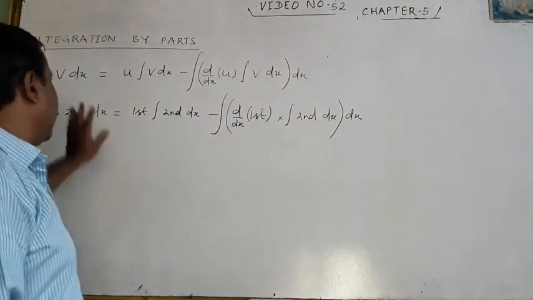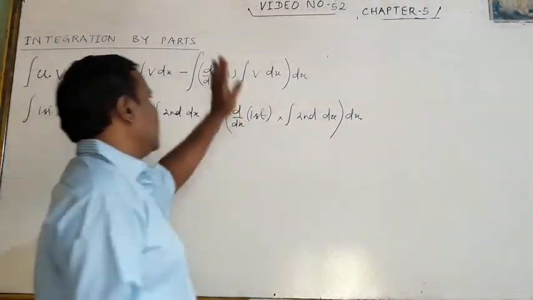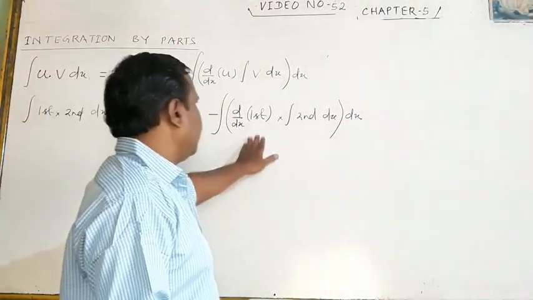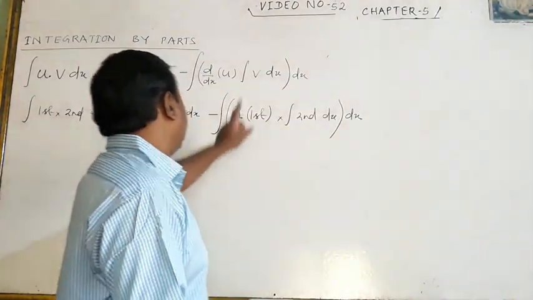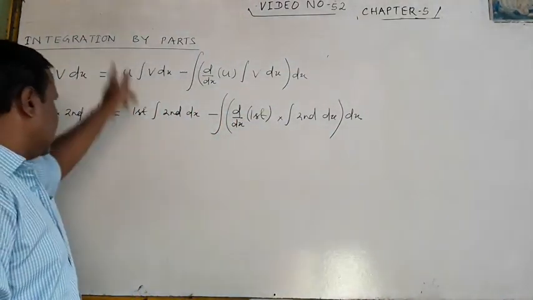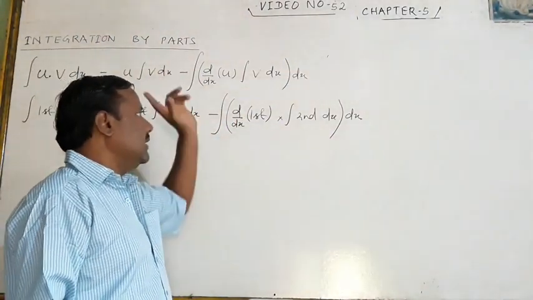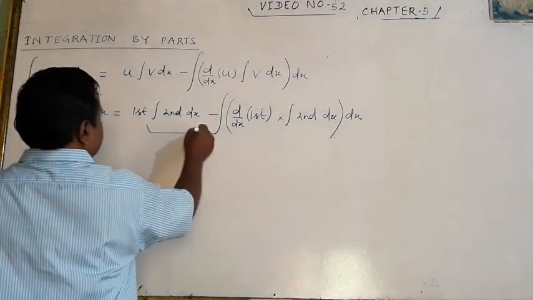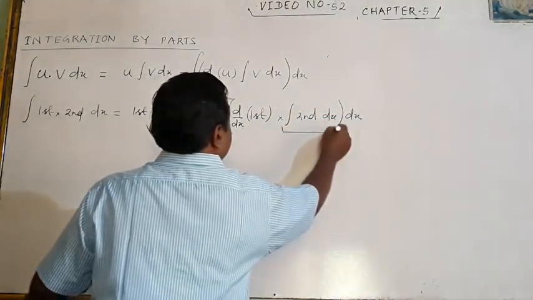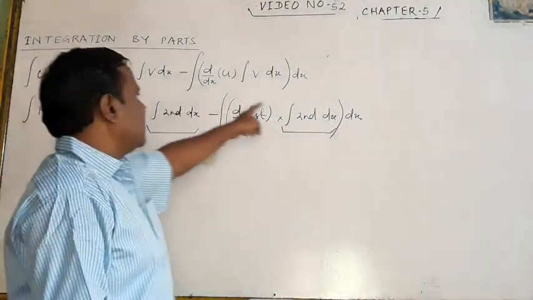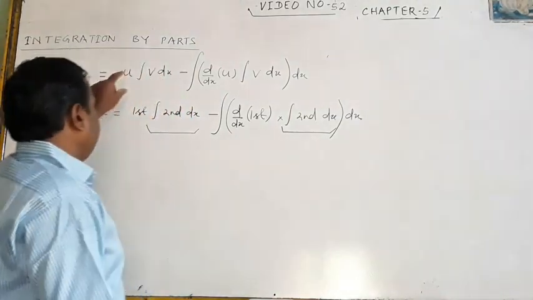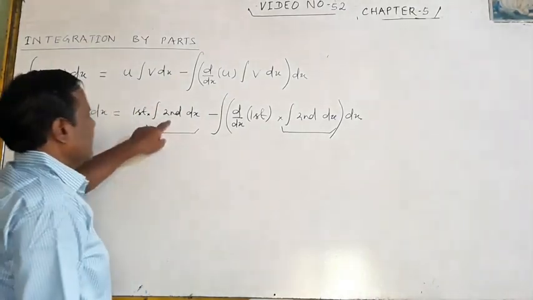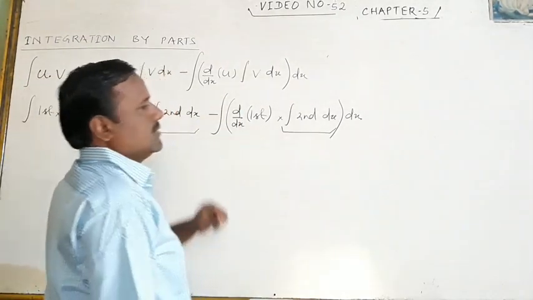Repeat with me. First integration second, derivative first integration second, first integration second minus derivative first into integration second, whole integration. Again tell with me. First integration second, derivative of first, integration of second. Look at this: this is integration of second, this is integration of second. Integration of second two times. Here simply first is sitting into integration second. Derivative first into integration second.